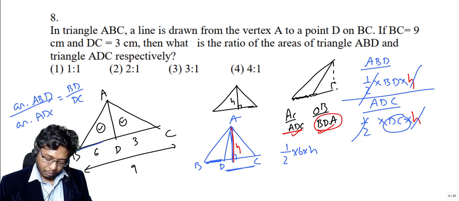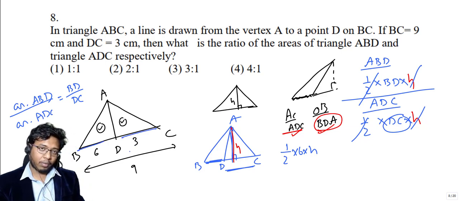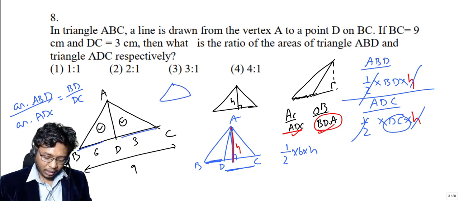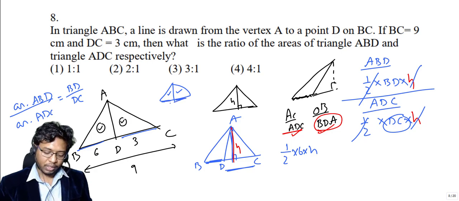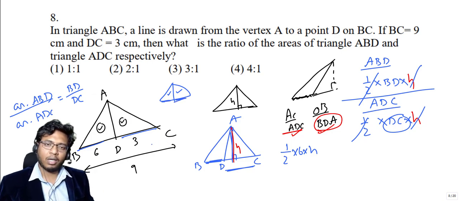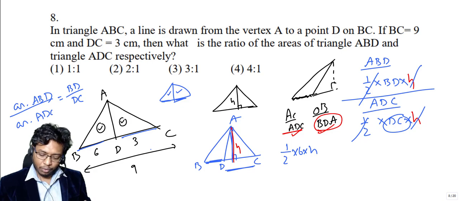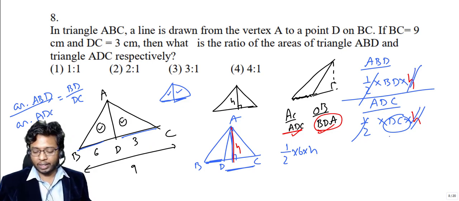DC. See here, BD by DC. That means whenever you have a triangle like this, you draw a line, the areas of this one and this one will be directly proportional to their base ratios. That's it. Height doesn't matter because both the triangles have the same height. When you divide them to get a ratio, height will get cancelled.